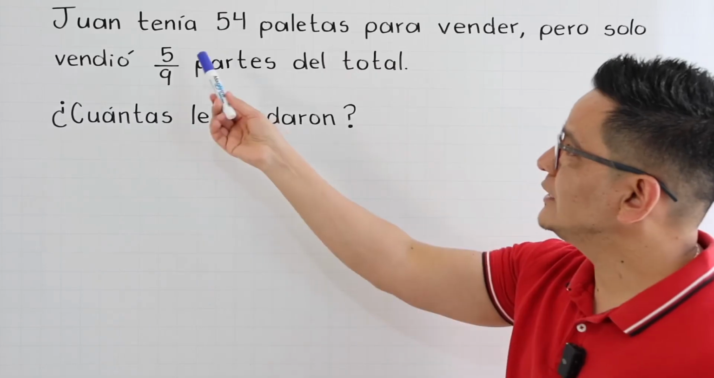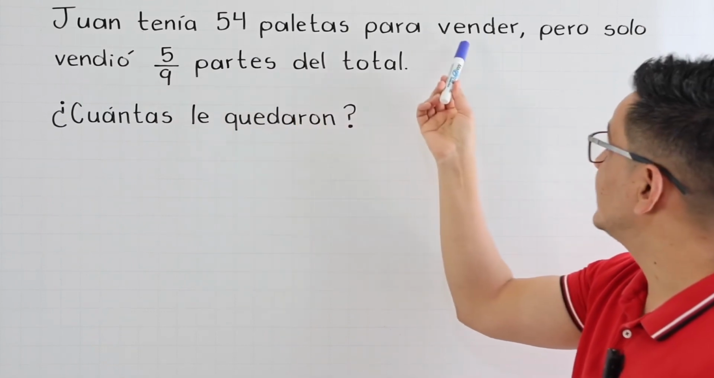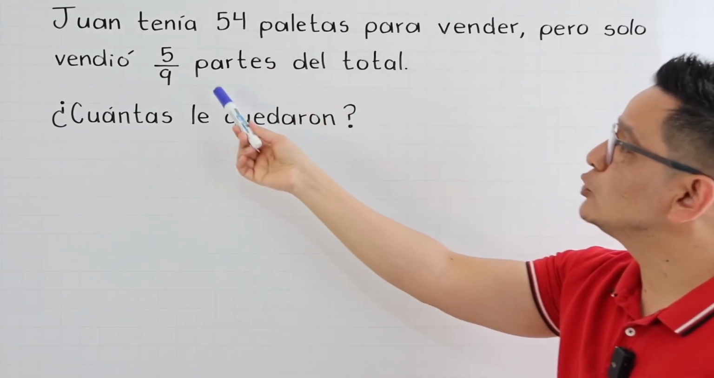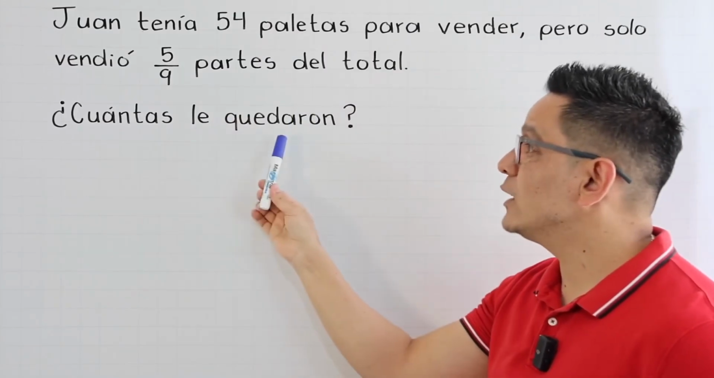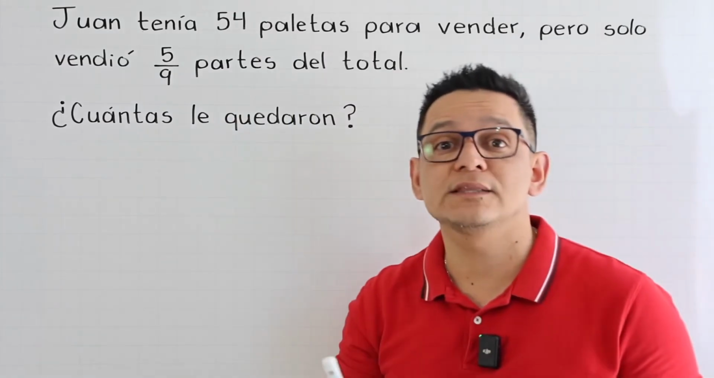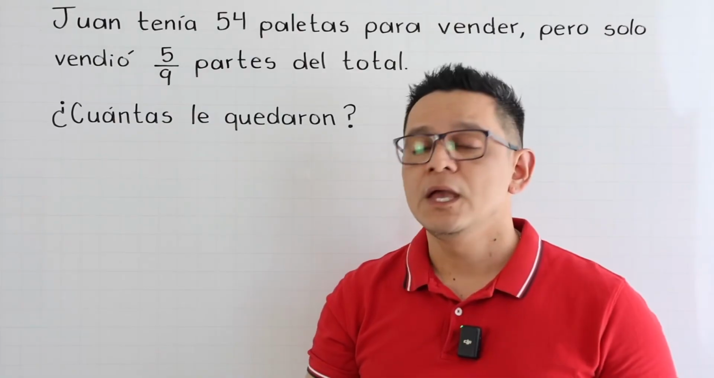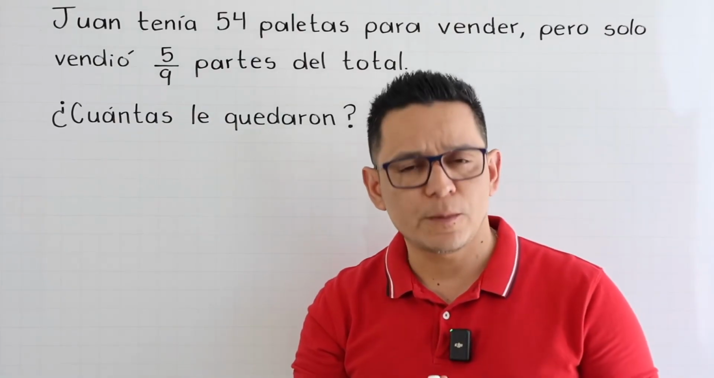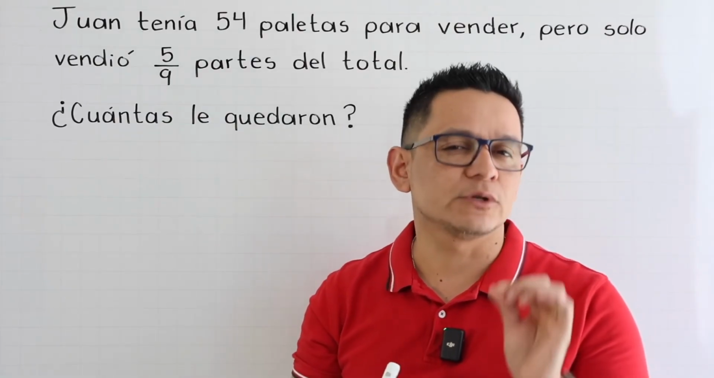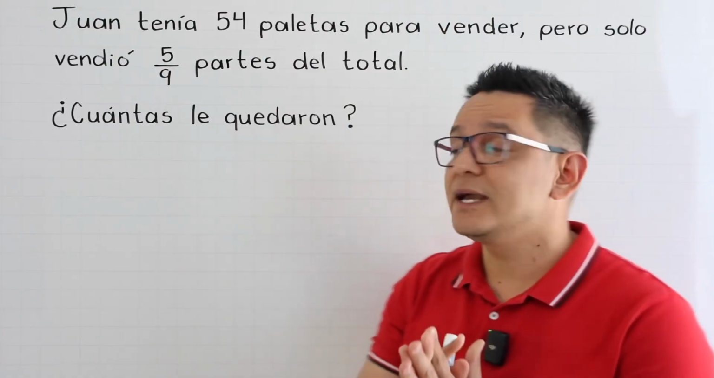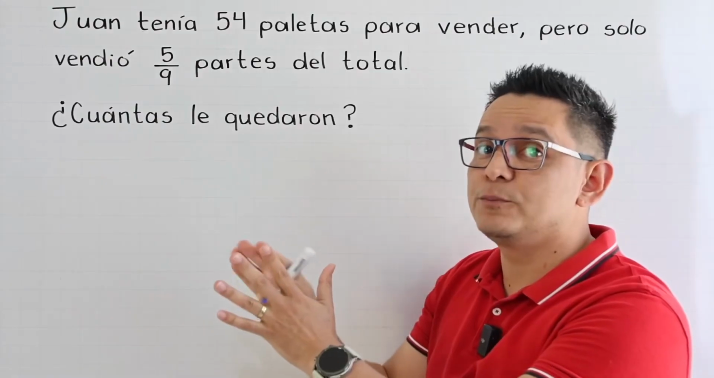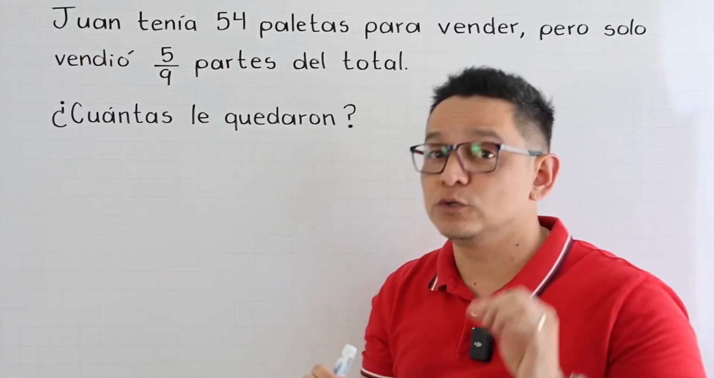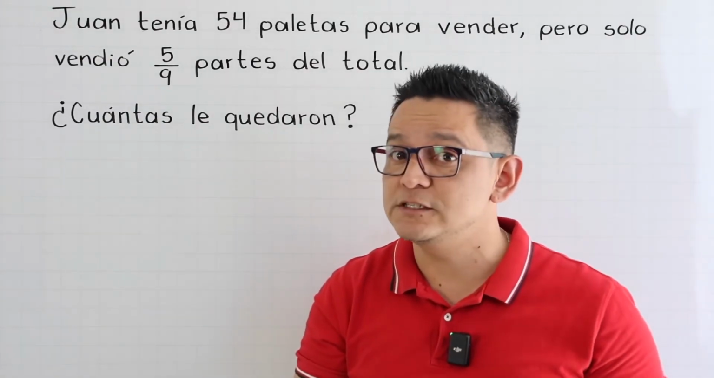Let's start with exercise number 1. Juan had 54 popsicles to sell, but he only sold 5/9 of the total. The question is, how many did he have left? Or in other words, how many popsicles did he not sell? All right. Let's solve it step by step. Look, there's something important I need to tell you here. I'm going to start with simple exercises first, and then I'll make them a bit more complicated little by little, so that the last exercise will be much more difficult.